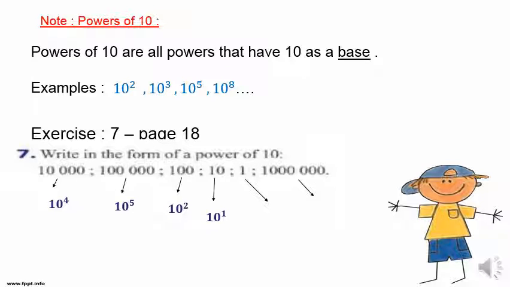Okay, look here, it's 1. Let's review. Which rule tells us that any number to the power 0 gives me 1? Any number to the power 0 gives me 1. So it's 10 to the power 0. Okay? The last one, it has 6 zeros, so it's 10 to the power 6. Okay? Please correct them on your copy.